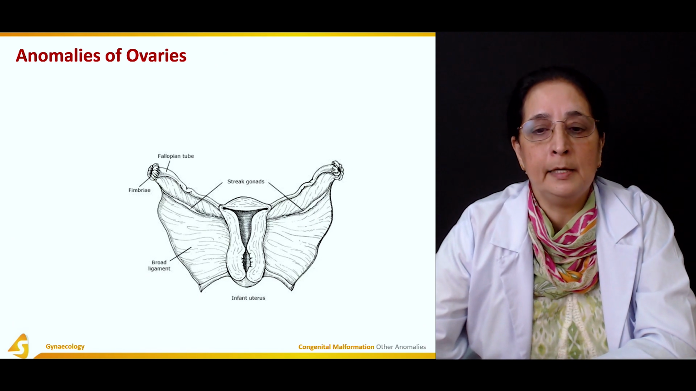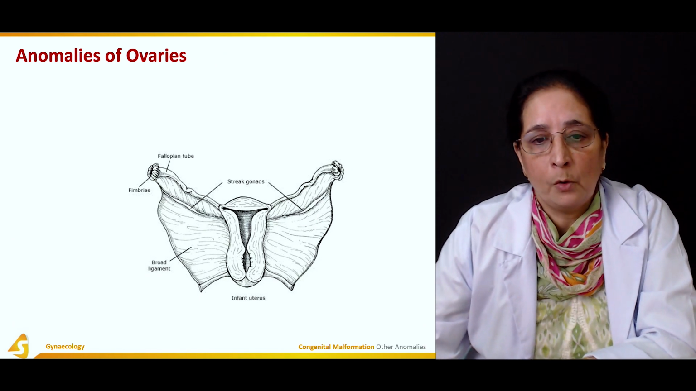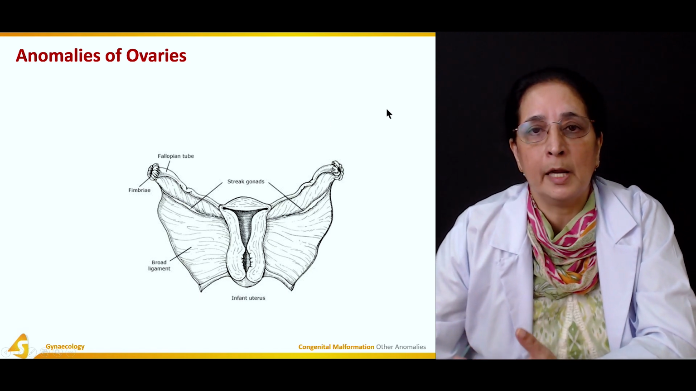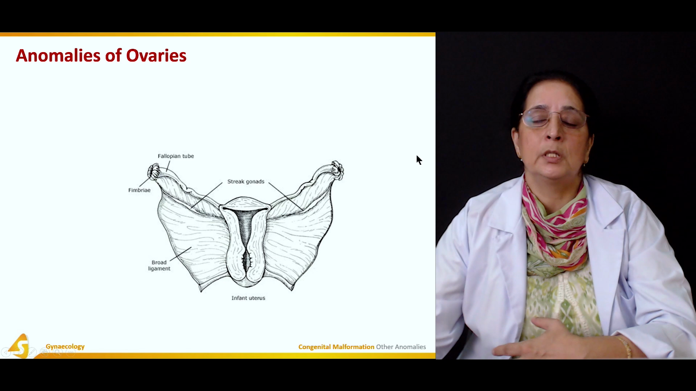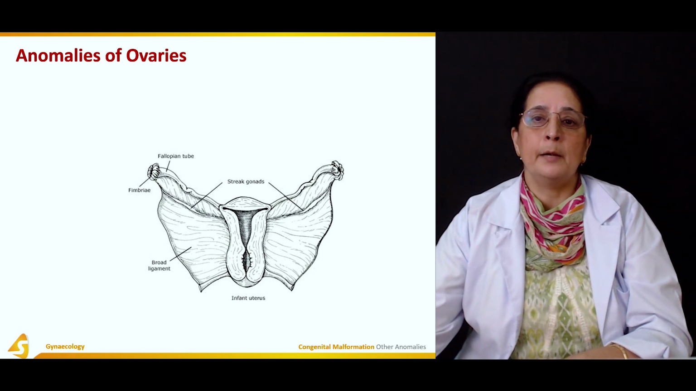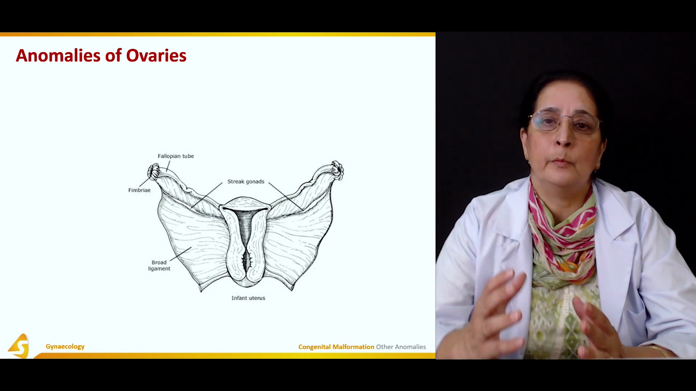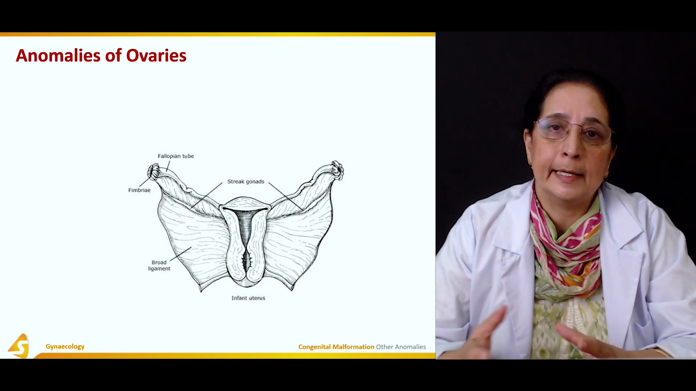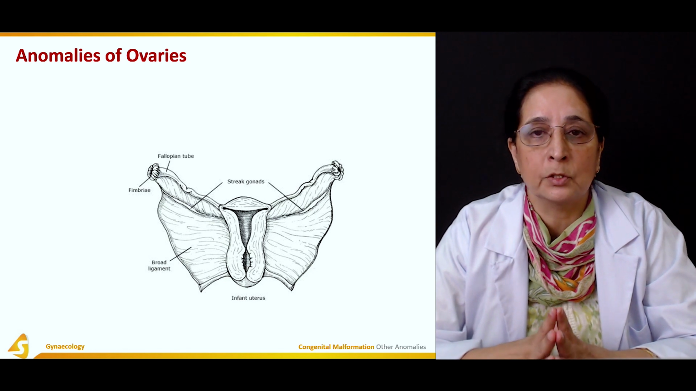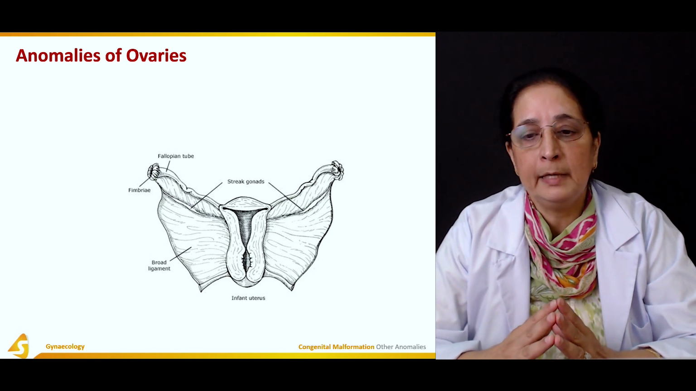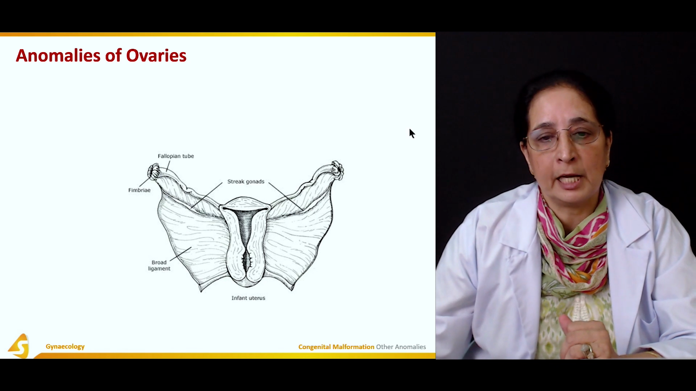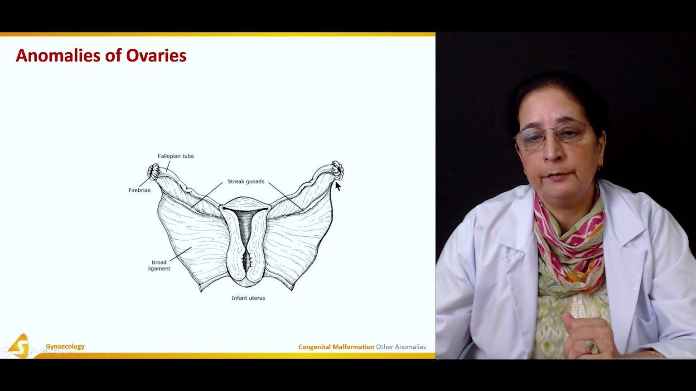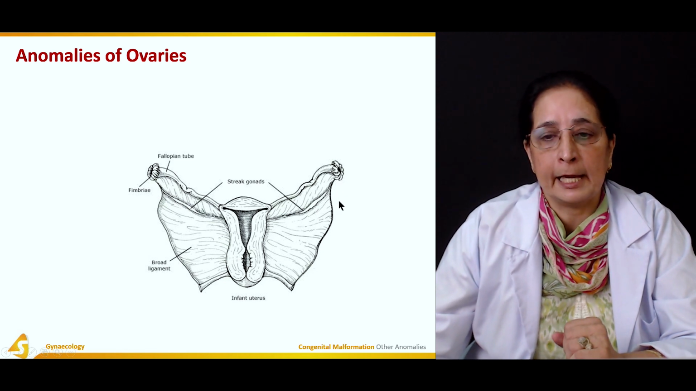Now, the anomalies of the ovaries. Ovaries are the female gonads, and ovaries produce the hormones estrogen and progesterone. Both these hormones are important for the development of the female secondary sex characteristics. So ovaries are the female gonads. Ovaries are attached to the fallopian tubes, at the end of the fallopian tubes.